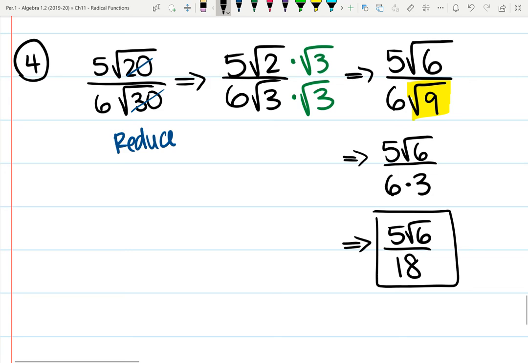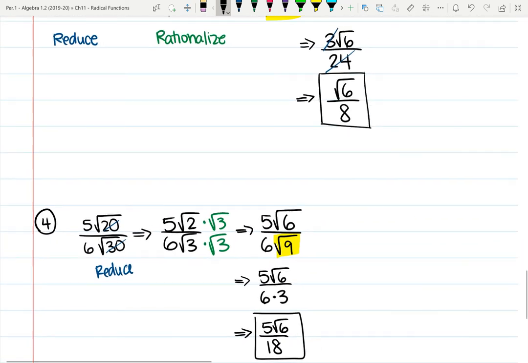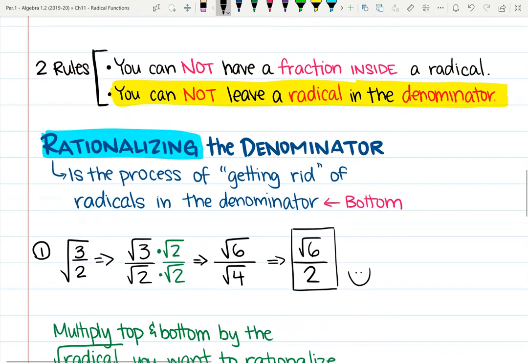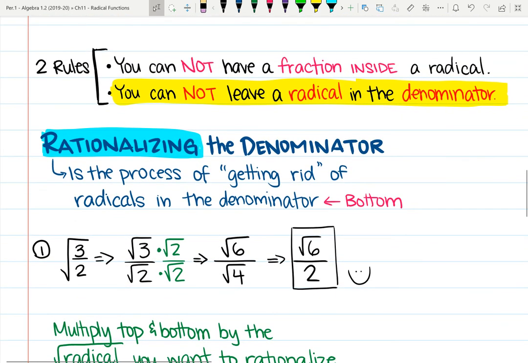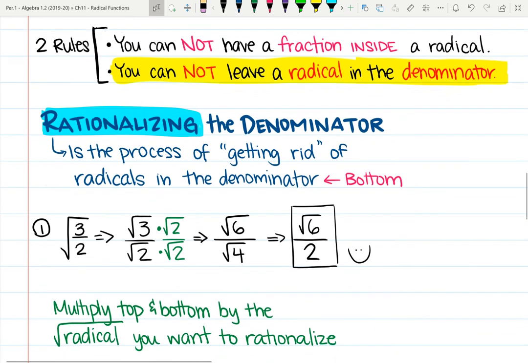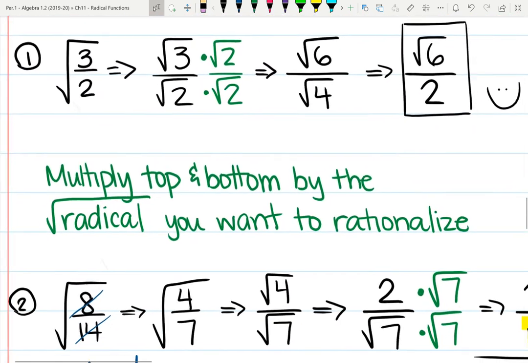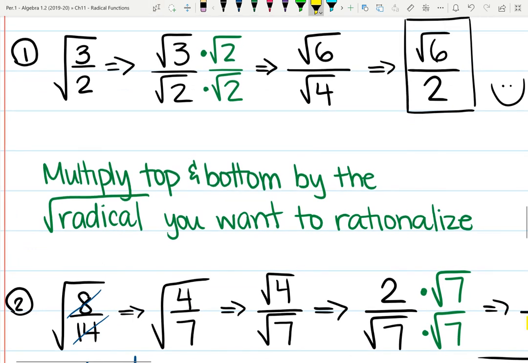All right, so there we go. What you're always looking to do is to, again, go back to my 2 rules that we had from the very beginning. You cannot have a fraction inside a radical, and more importantly, you cannot leave a radical in the denominator. How do we get rid of radicals in the denominator? You do that by multiplying the top and the bottom by the radical you want to rationalize.